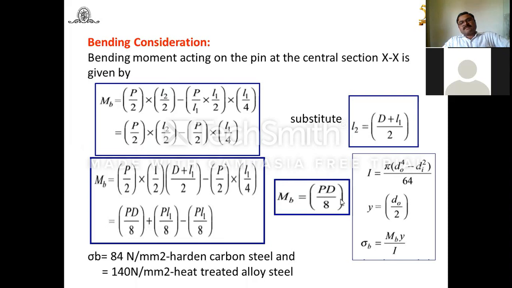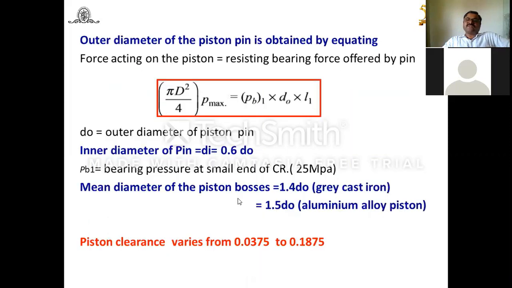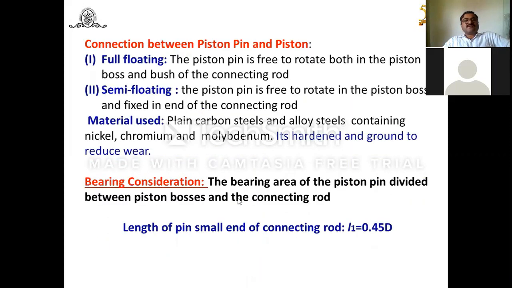Again here, the induced bending stress should be less than, if the gudgeon pin is made up of carbon steel, the induced sigma B should be less than 84 Newton per mm square. And if it is made up of a heat treated alloy steel, the induced sigma B calculated should be less than 140 Newton per mm square. Then and only then can you say that the piston pin is going to sustain these bending stresses.